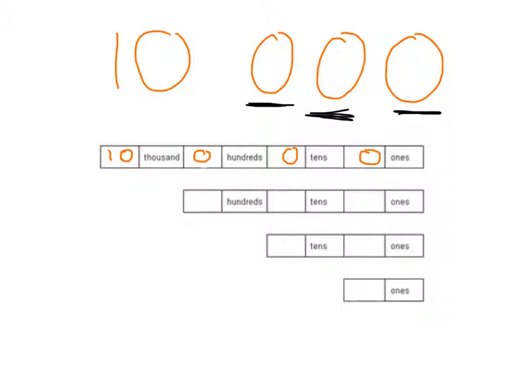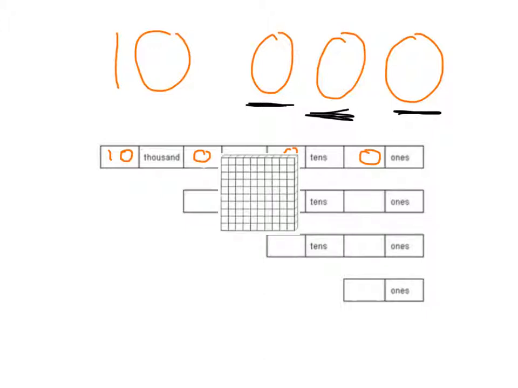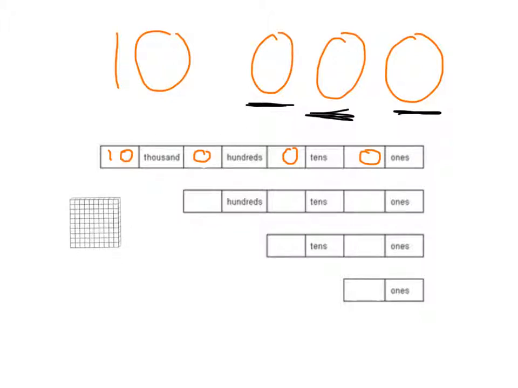Now the next line of our expander doesn't have a thousands column, so we need to look at how many hundreds we would need to make up 10,000. Now remember, hundreds blocks are the ones that you will see on your screen. This is a hundreds block. How many of these will we need to make 10,000? That's right, we will need 100 hundreds blocks to make 10,000.